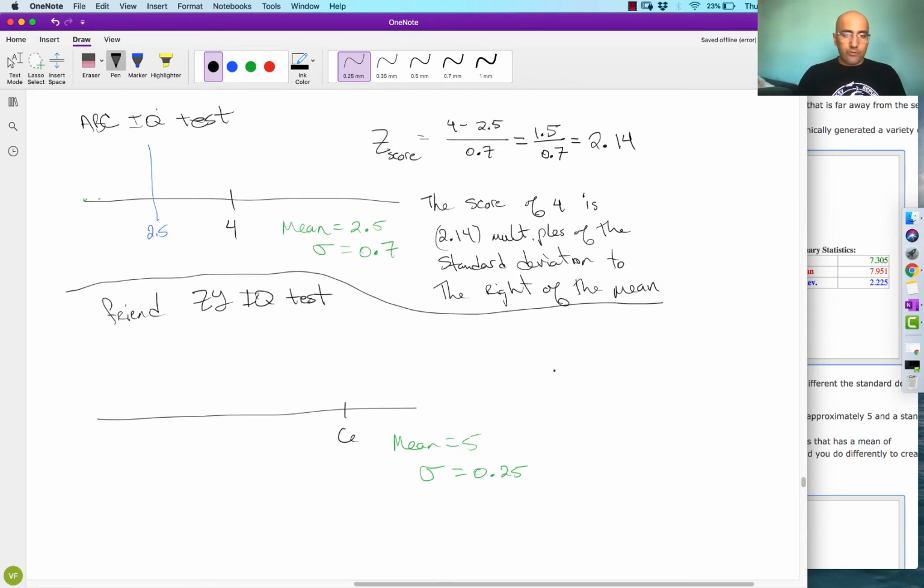Okay, but what about the other score? So now in this new distribution, a different test, lots of people took this one. And the mean is 5. So let's say the mean is over here, just a 5. So what we want to do is figure out what this is and then divide it by its standard deviation to figure out how many multiples of the standard deviation to the right of the mean the score of 6 is. So let's figure out this z-score.